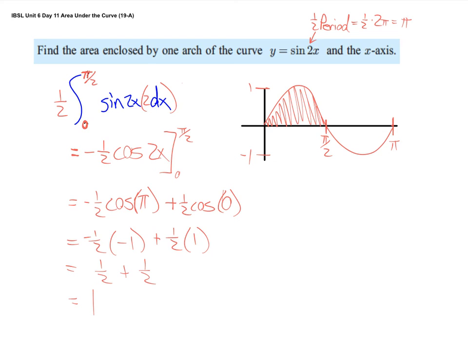Okay? Very unsatisfying. When you do all that work to get basically 1, the area underneath the curve is 1. The area underneath this arc here is 1. But you could totally decipher that from a graph, basically.